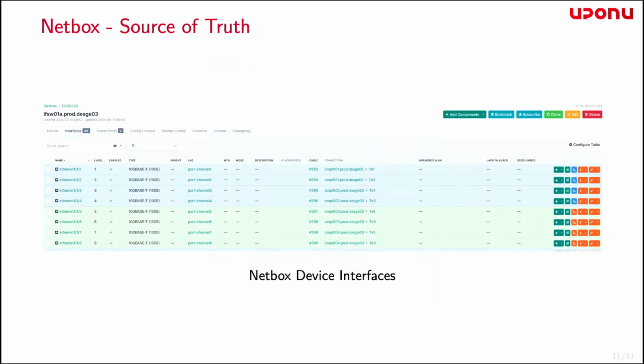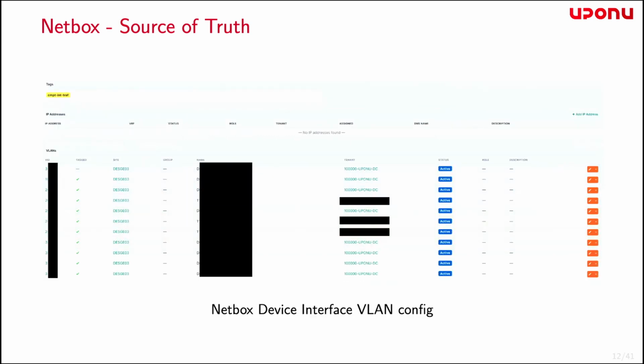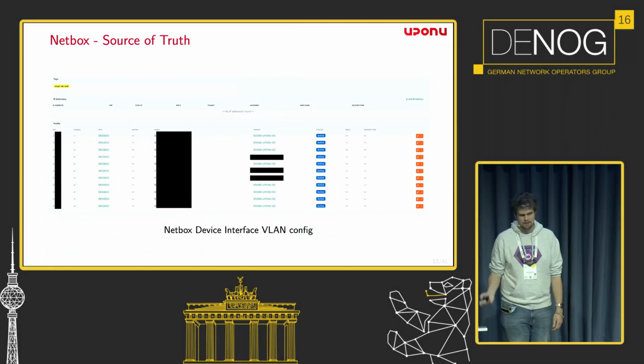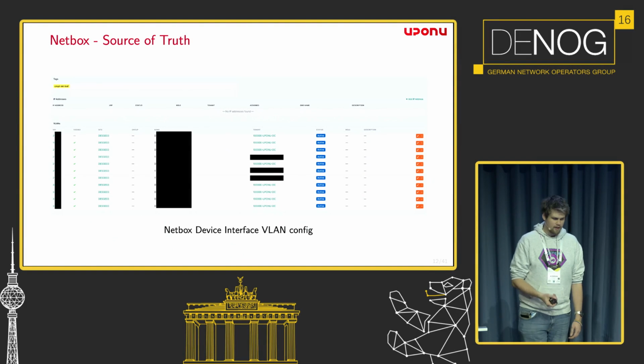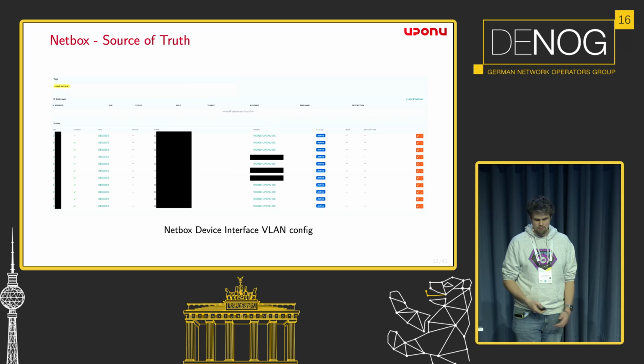We have all the device interfaces. This is an example from a leaf switch. And also we now know which port is connected to which compute node and which interface on the compute node. This is a VLAN configuration for a switch port. And you can set up in Netbox, like on a switch, that this VLAN is tagged on this port, this VLAN is untagged. Basically you can configure the complete switch and the complete ports in Netbox.